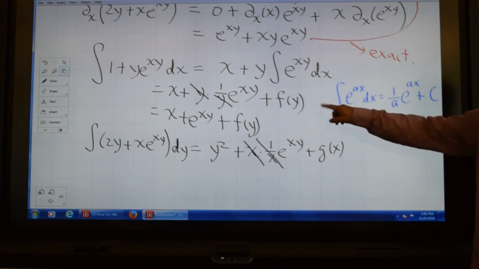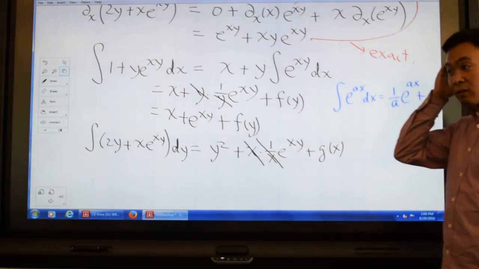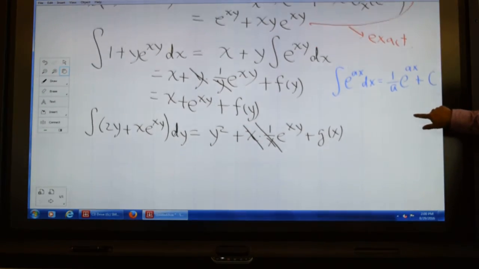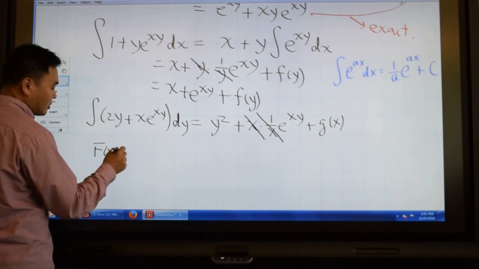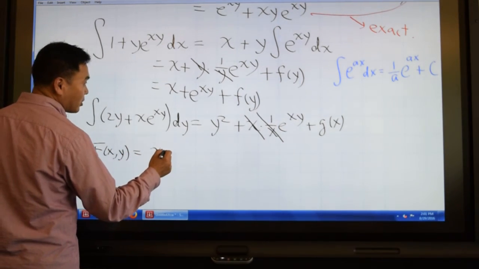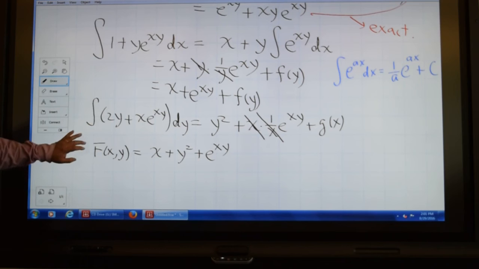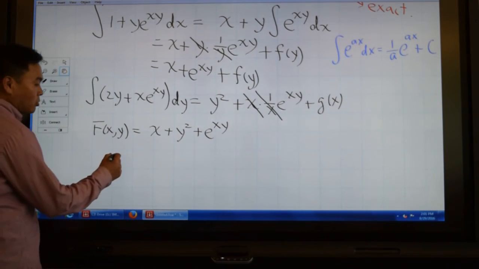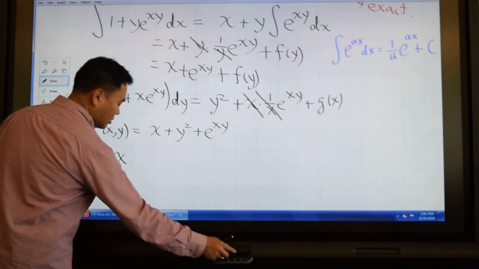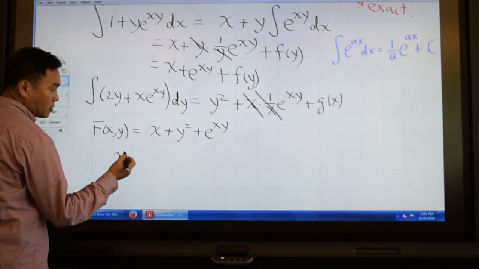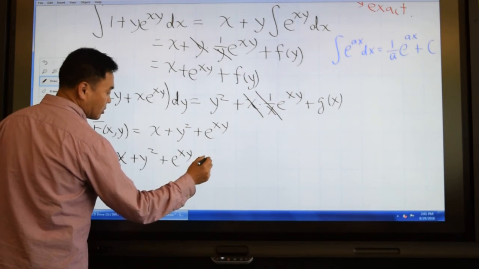Now, comparing the two things, you see that if g(x) is x and f(y) is y squared, everything works out perfectly. So you can think of your original function f(x,y) as x plus y squared plus e to the xy. And therefore, the solution to the original equation is, not x squared, it's x plus y squared plus e to the xy equal to a constant.